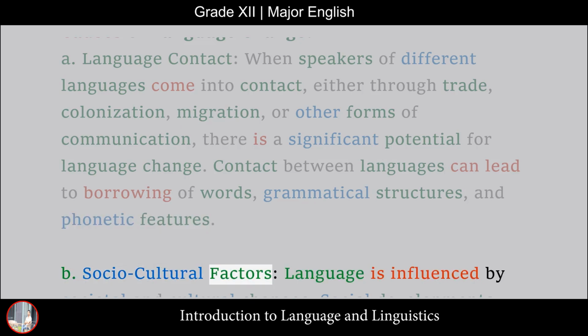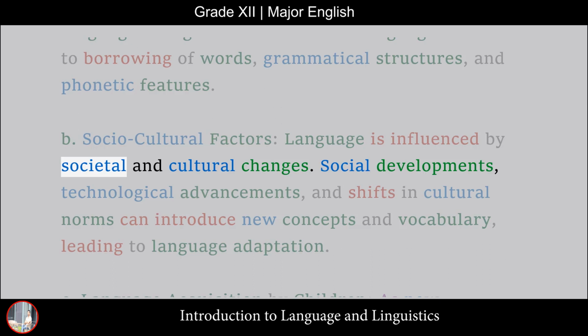B. Socio-cultural factors. Language is influenced by societal and cultural changes. Social developments, technological advancements, and shifts in cultural norms can introduce new concepts and vocabulary, leading to language adaptation.